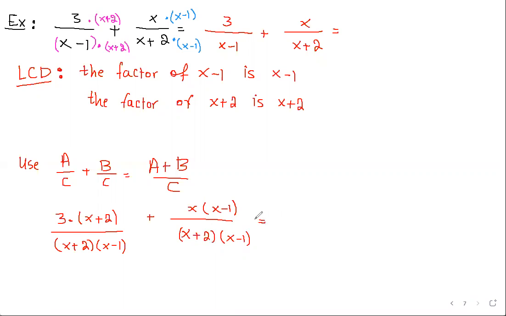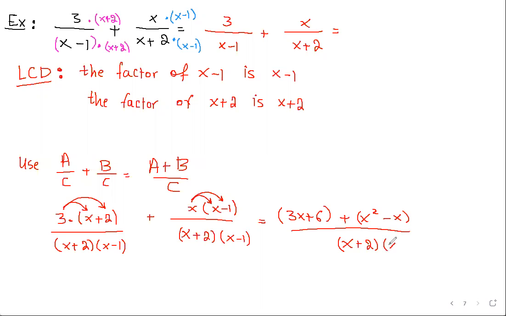So what is the answer? We can distribute the 3 inside and the x inside too. So they give me 3x plus 6 plus x times x is x squared, x times minus 1 is minus x, over x plus 2 times x minus 1.